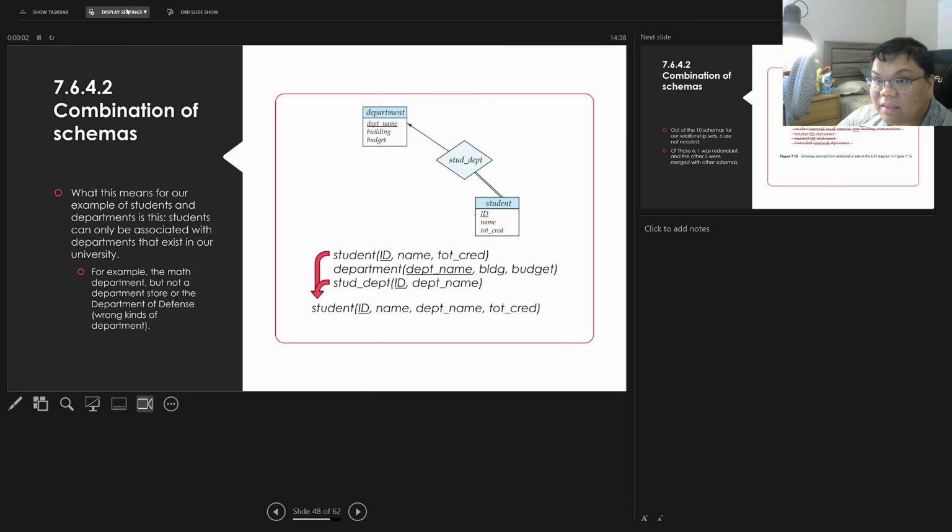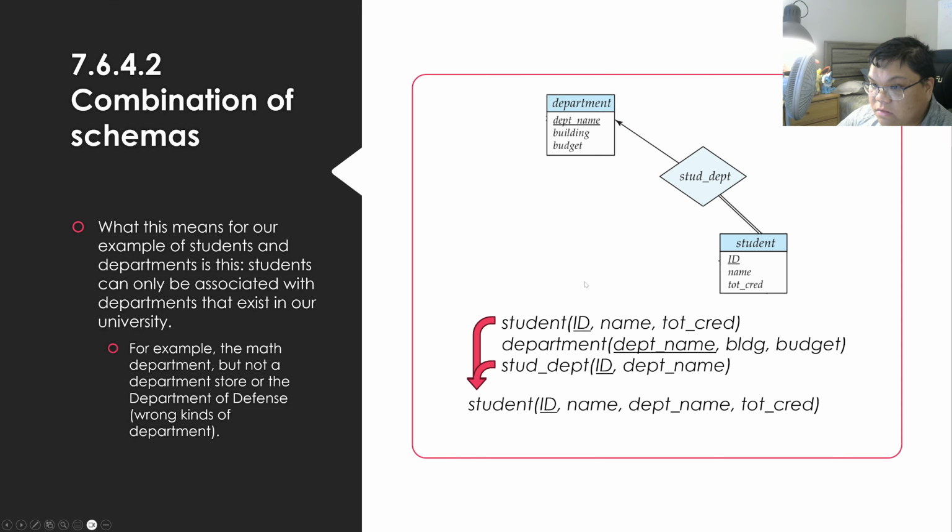And what this means for our students is this. Students can only be associated with departments that exist in our university. So they can be associated with the math department, but not a department store or the Department of Defense. Even though those are departments, they're not departments at the university. They're the wrong kinds of departments.